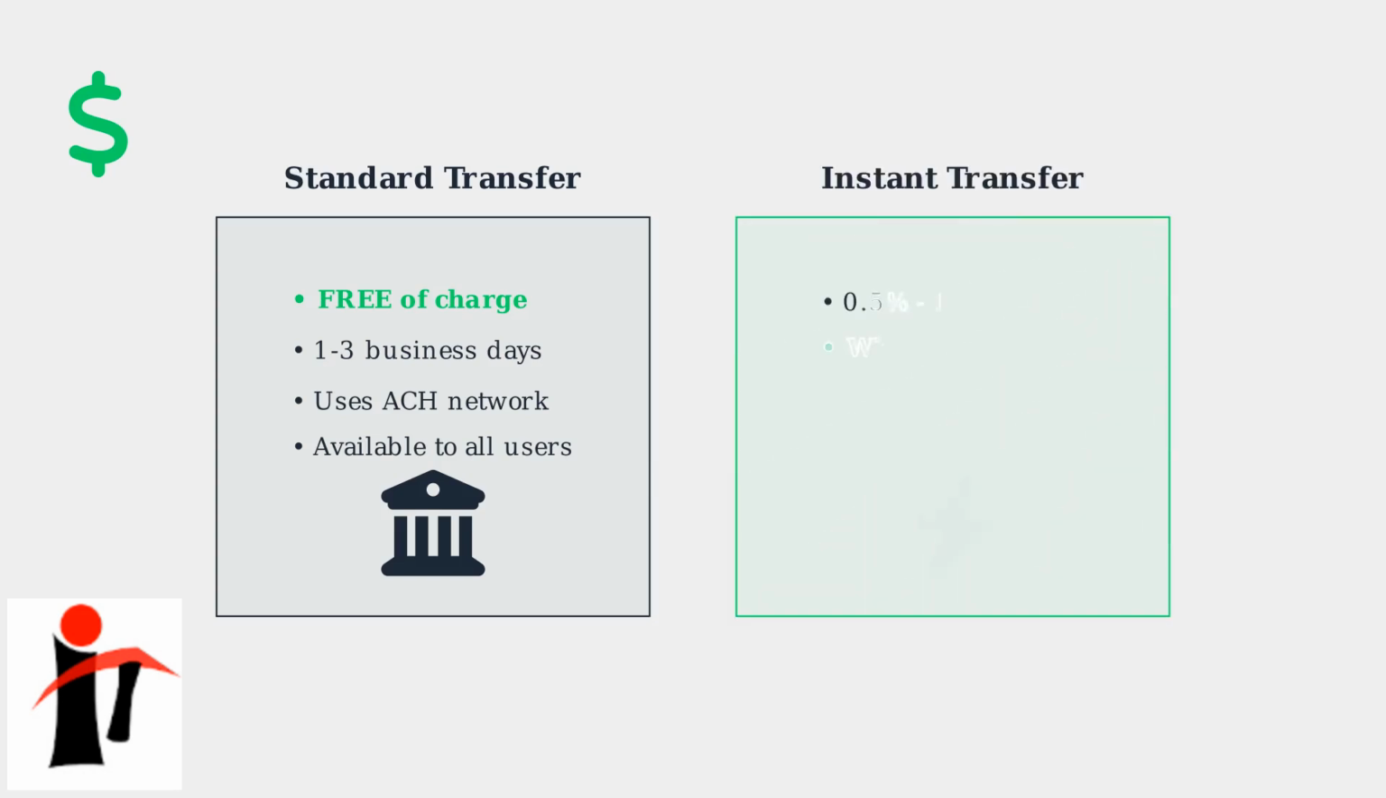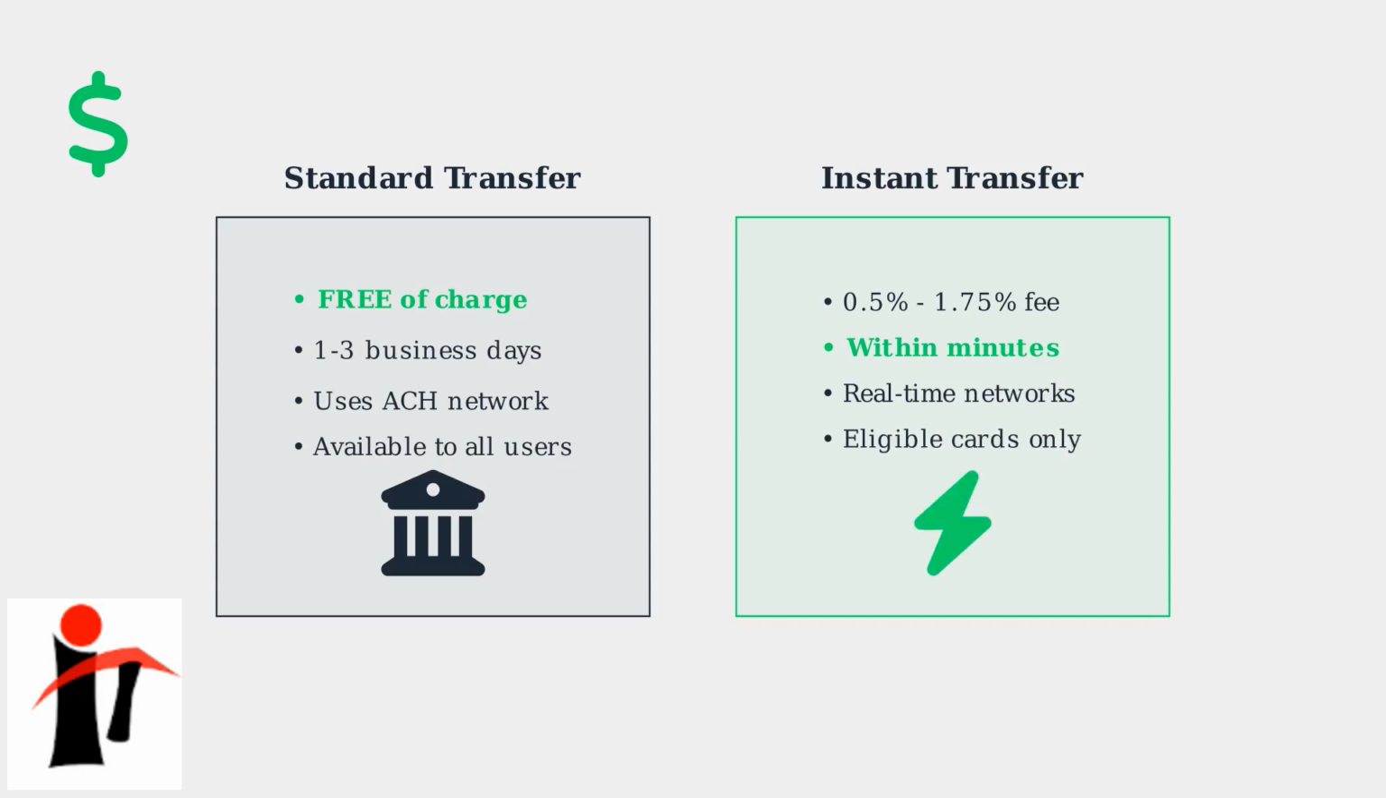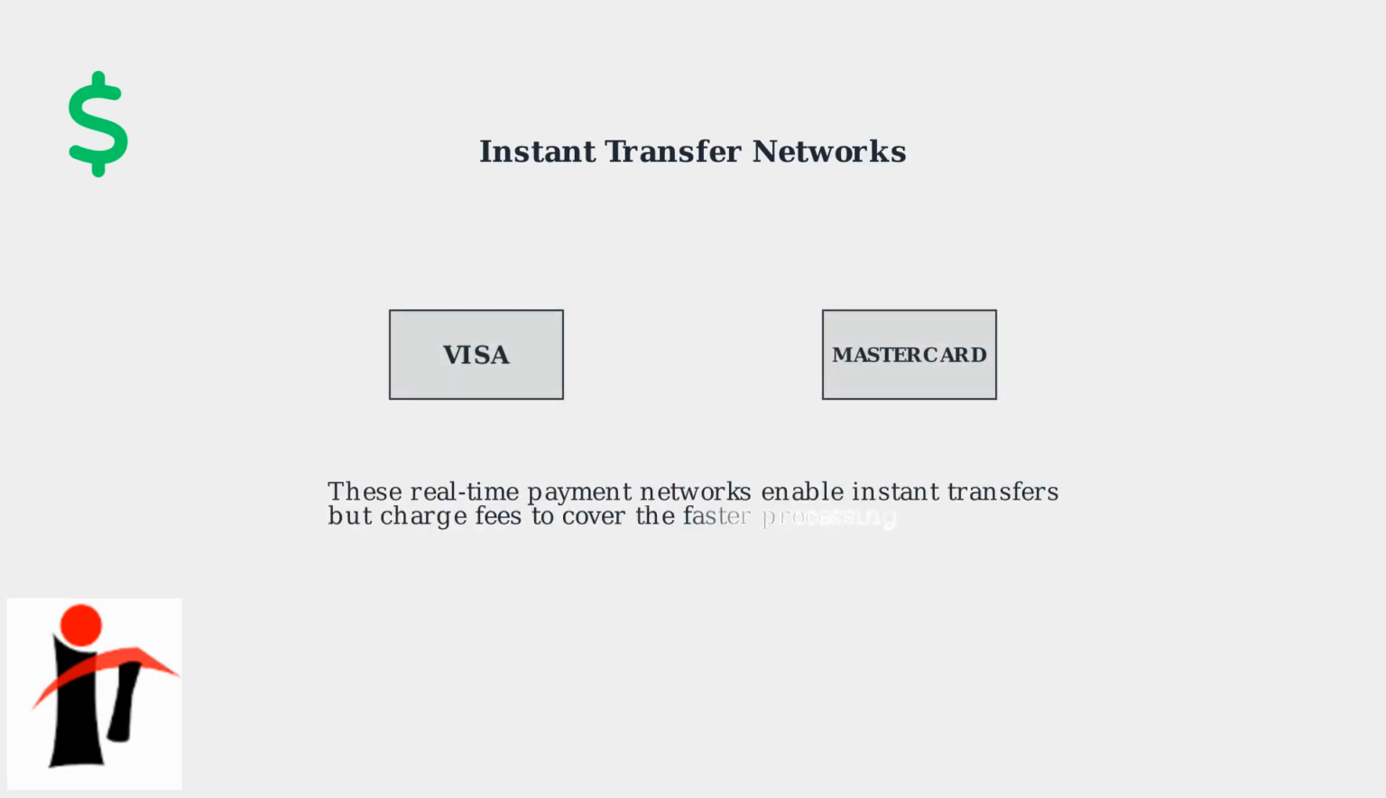Instant transfers are much faster, completing within minutes, but they come with a fee from 0.5% to 1.75% of the transfer amount, with a minimum fee of 25 cents. Instant transfers use real-time payment networks like Visa Direct and MasterCard Send. These networks enable immediate processing but charge fees to cover the cost of faster service.